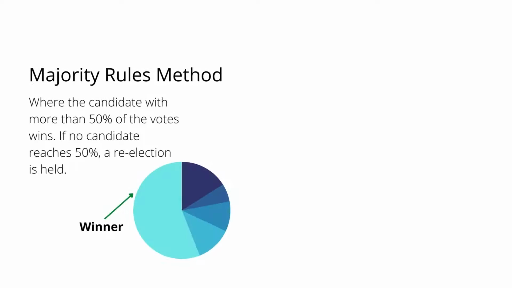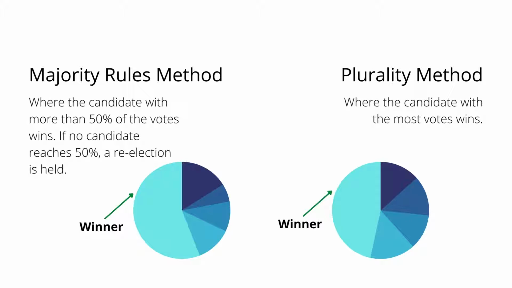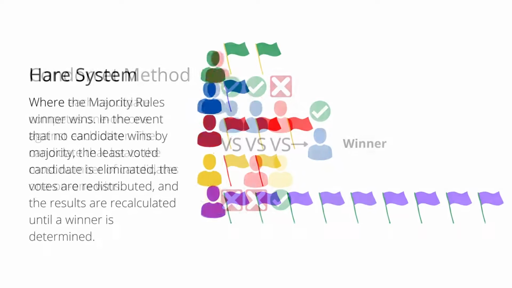The most common voting methods are the following: the majority rules method, where the candidate with more than 50% of the vote wins. If no candidate reaches 50%, a re election is held. The plurality method, where the candidate with the most votes wins. Condorcet method, where each candidate competes one on one against each other. The candidate that beats the most number of candidates one on one wins.